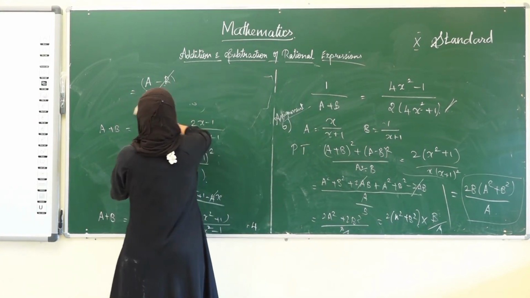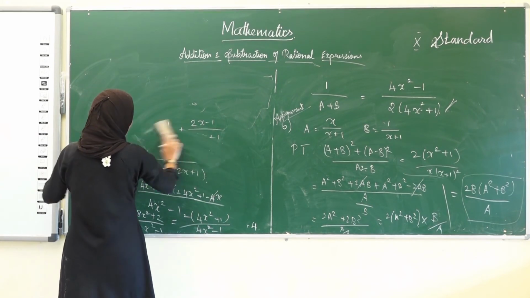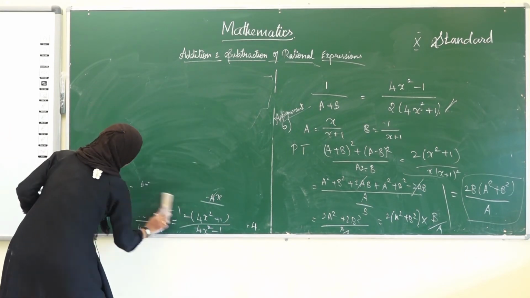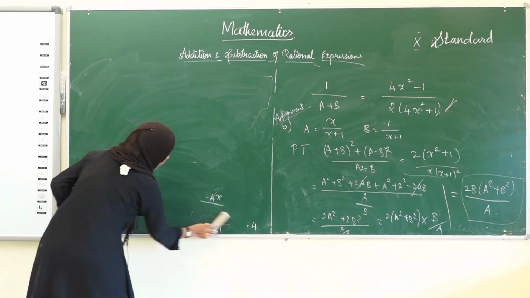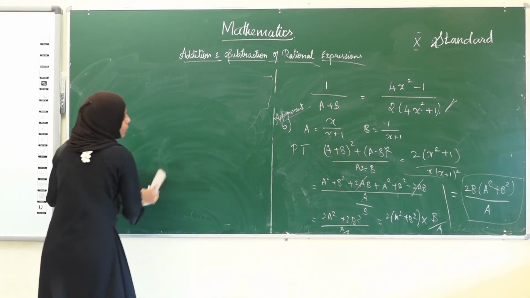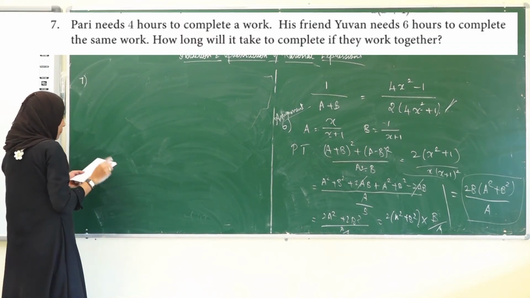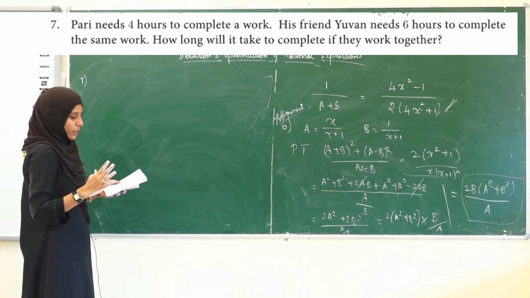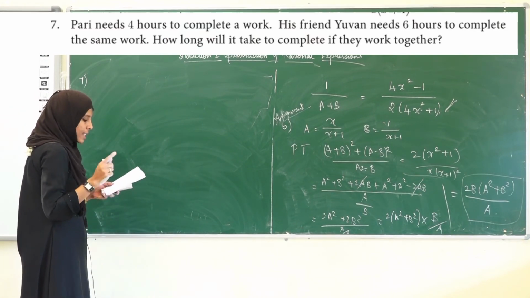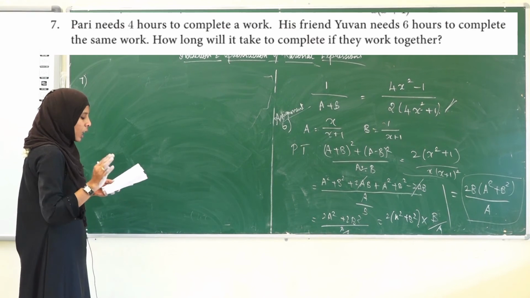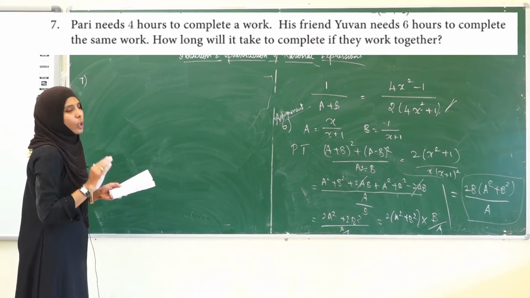Okay, now the 7th sum. See, the 7th and 8th sums are word problems. Okay, word problem, you have to read and understand what they have given in the word problem. Okay, see the 7th sum. Pari needs 4 hours to complete a work. His friend Yuvan needs 6 hours to complete the same work. How long will it take to complete the whole work?